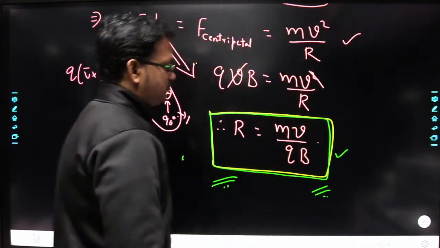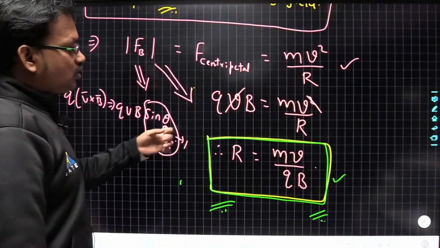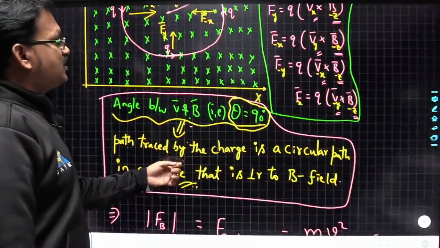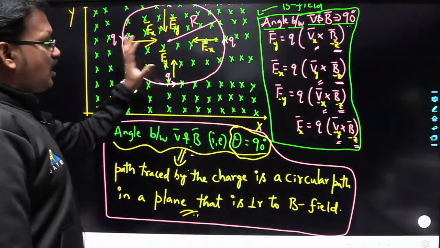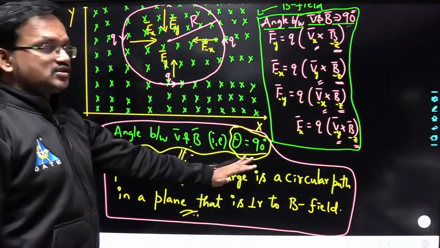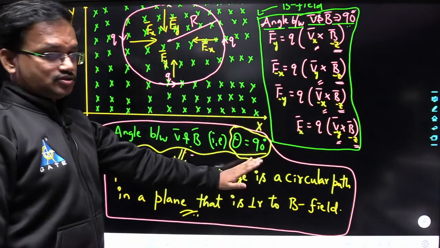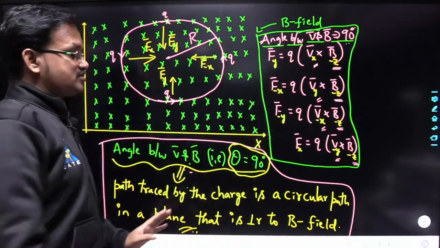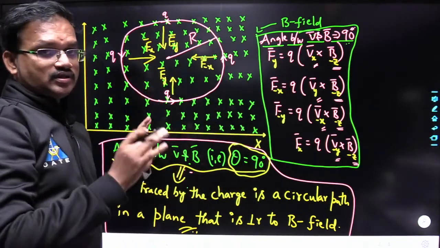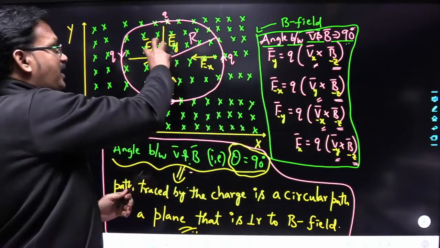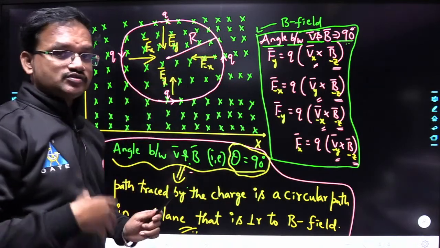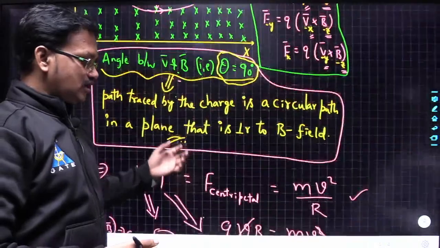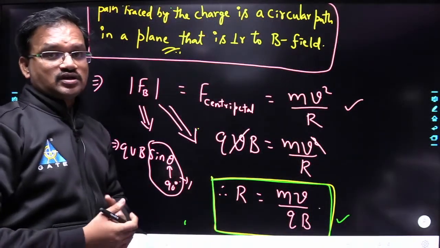Okay, so this is how you have to determine the radius of the circular path that is traced by the charge, and it will happen if and only if theta is equal to 90 degrees. Understood? That is the angle between V bar and B bar is equal to 90 degrees. Then it is going to trace the circular path in a B field. Now here the magnetic force itself is going to act like a centripetal force. So by using that, we have determined the radius of the circular path.